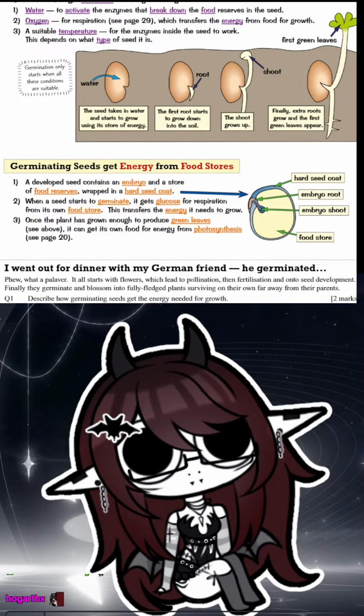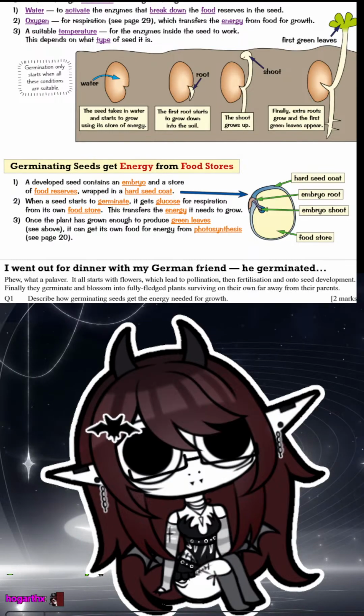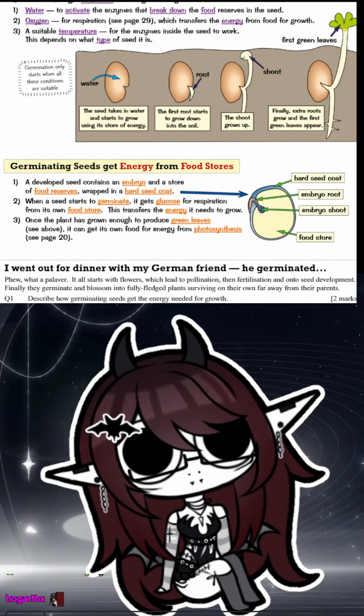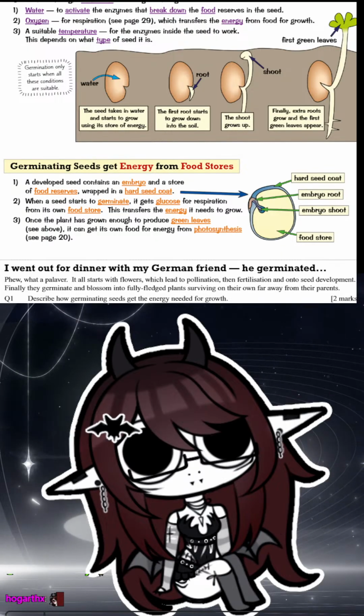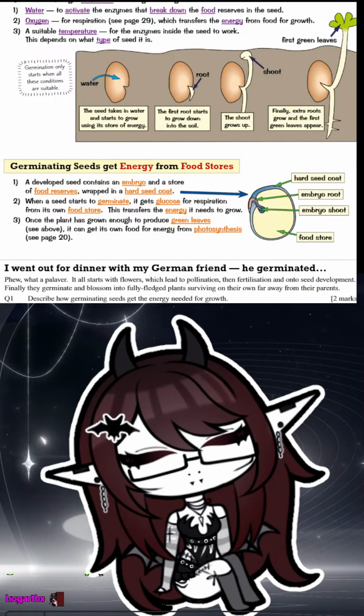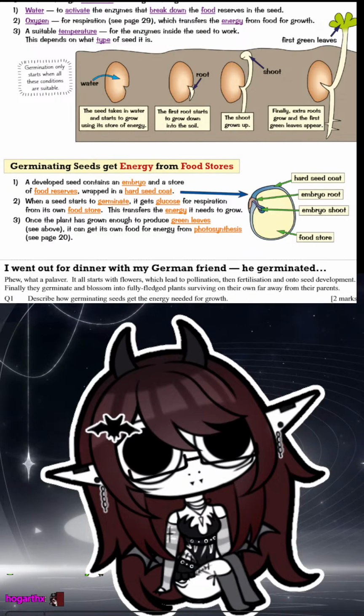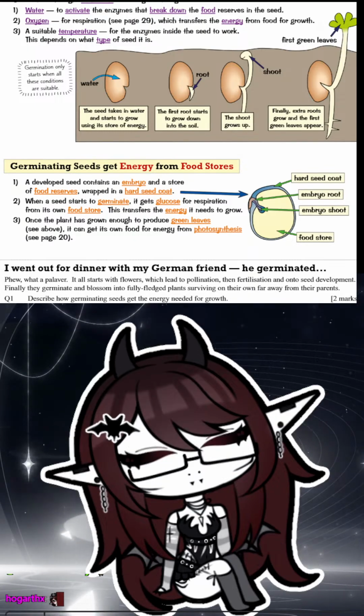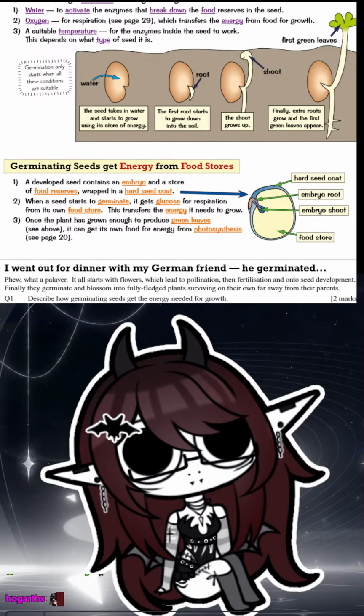Now, once the plant has grown enough to produce green leaves, it can get its own food for energy from photosynthesis. Remember the equation for photosynthesis? Do we? I think we did it yesterday or the day before yesterday. The things involved are carbon dioxide, water, light energy, glucose, and oxygen.